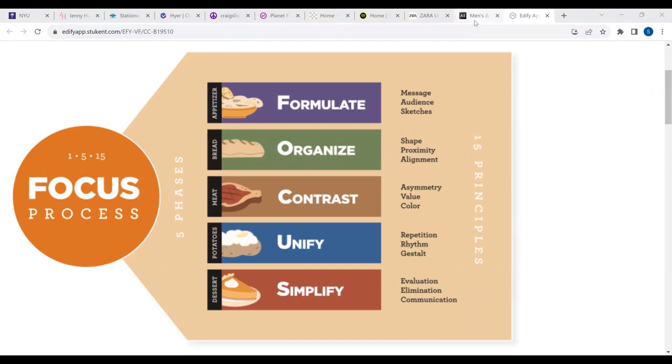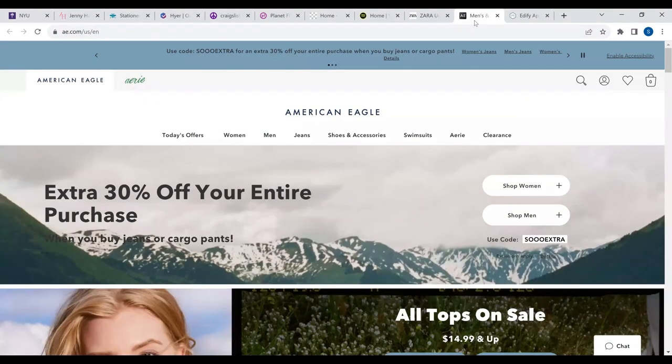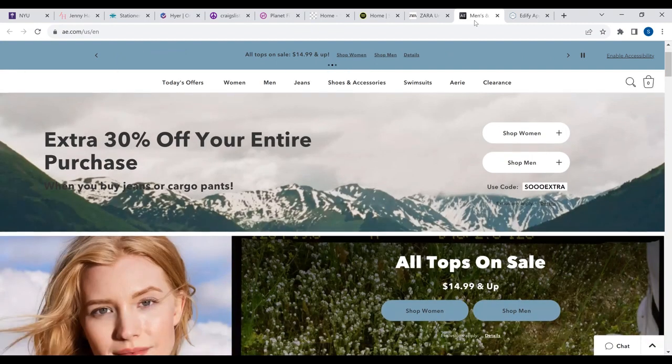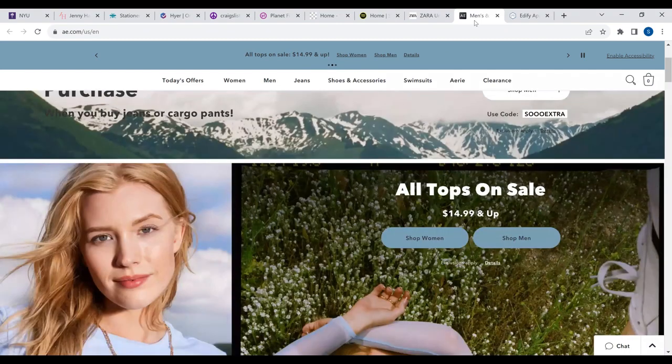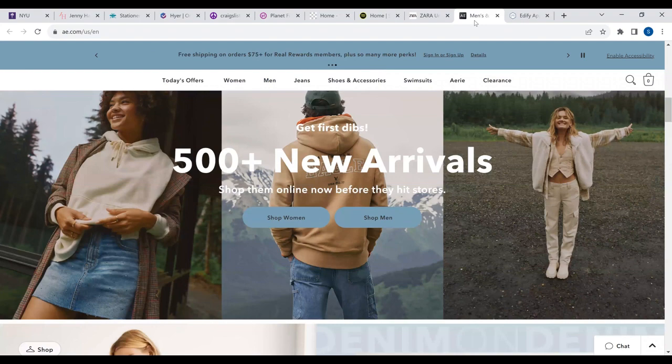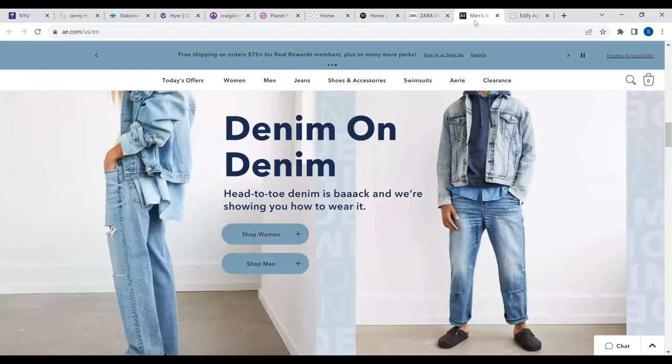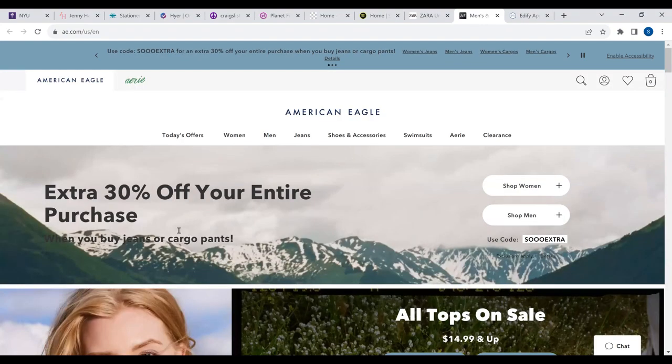So for my message example, my good example, I chose American Eagle. Even from above the fold, you can see what they're offering you, who their audience is, what they want you to do. And scrolling down, you can see a lot more information on what they're offering and their audience. They have a lot of calls to action and different stuff like that. I think that's a good example of a message.